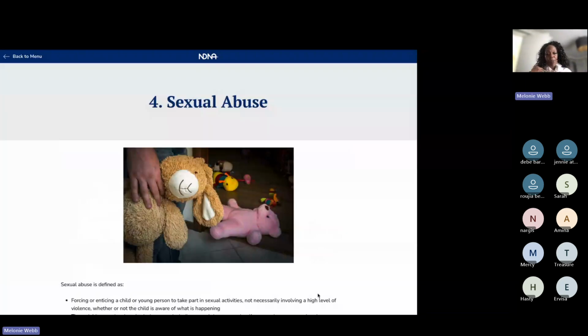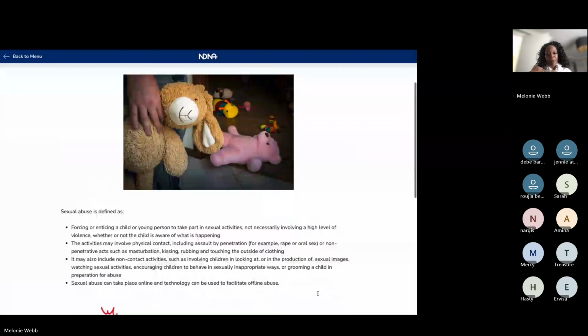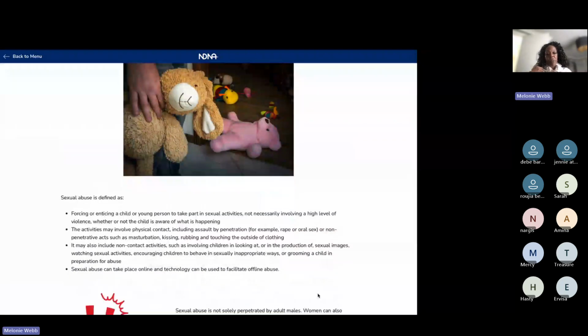So moving on to sexual abuse, which is defined as forcing or enticing a child or young person to take part in sexual activities, not necessarily involving a high level of violence, and whether or not the child is aware of what is happening. The activities may involve physical contact, including assault by penetration, non-penetrative acts such as masturbation or kissing, rubbing or touching the outside of clothing.